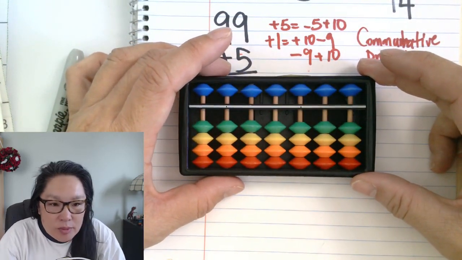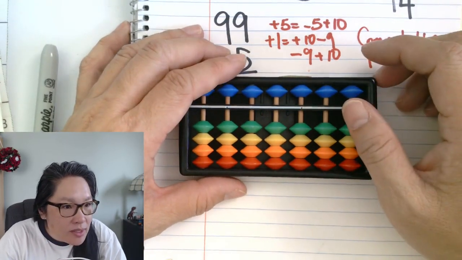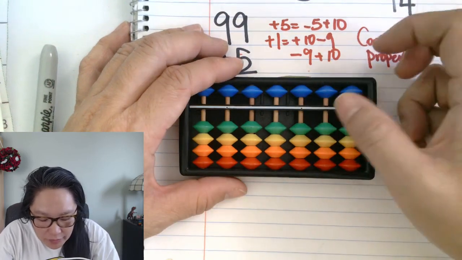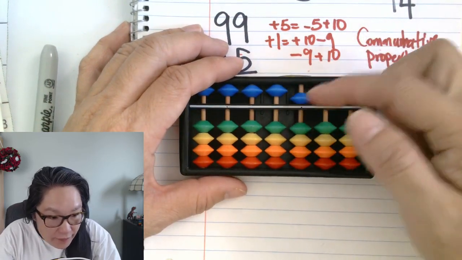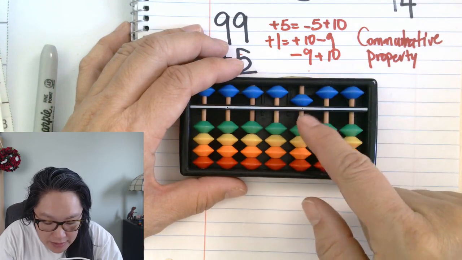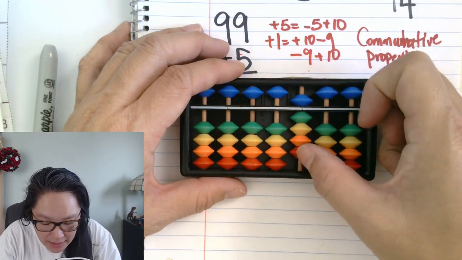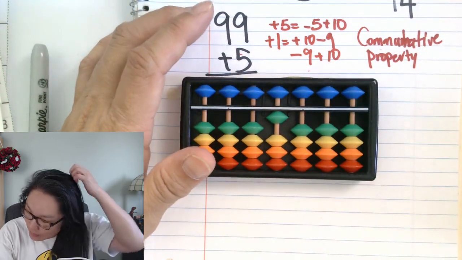Let's multiply. Let me review, because there's some people that came in. 1, 2, 3, 4, and then 5, because this is 5, right? This is 5. We have 6, 7, 8, 9, and then we have 10. All right, so let's multiply.